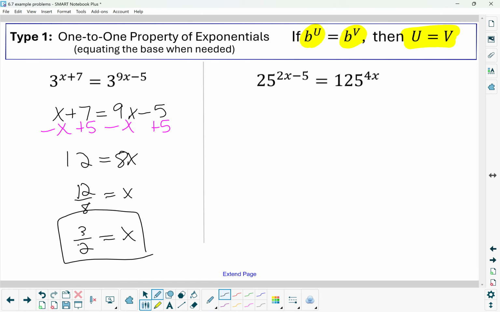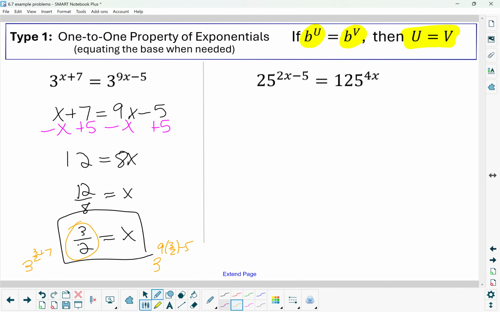Okay, 3 halves is our answer for that. With equations like this, especially exponential equations, you can definitely use your calculator to check your answer. Just type in 3 to the power 3 halves plus 7, and 3 to the power 9 times 3 halves minus 5, and those two results should be identical. Sometimes with exponentials you might see a difference in their decimals if you have rounded your answer. This one we shouldn't, because we left it as 3 halves. But if you have rounded, you should see they're equivalent, but it might not be perfect with that rounded substitution.